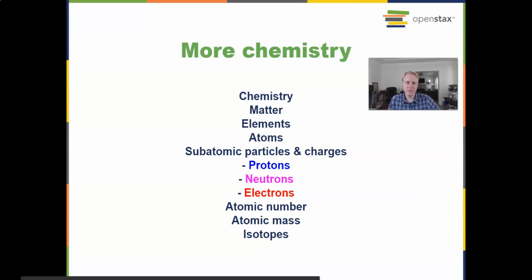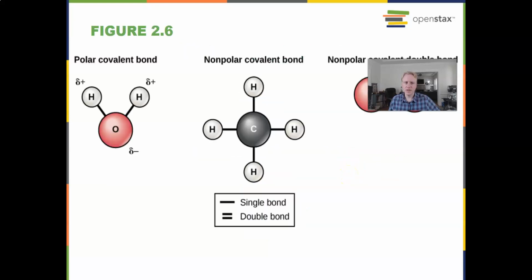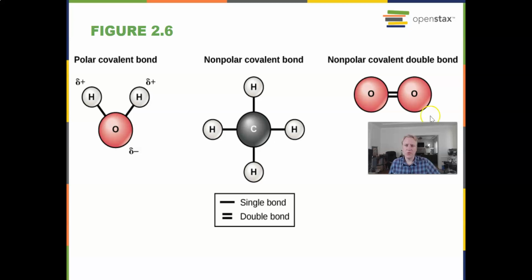So we've spent some time talking about chemistry. Here's some of the stuff that you guys hopefully should know by now from looking through your textbook and from watching my lectures. We are talking about water, though. So there are three different types of covalent bonds. If you don't remember covalent bonds, go check out the last video about covalent bonds.